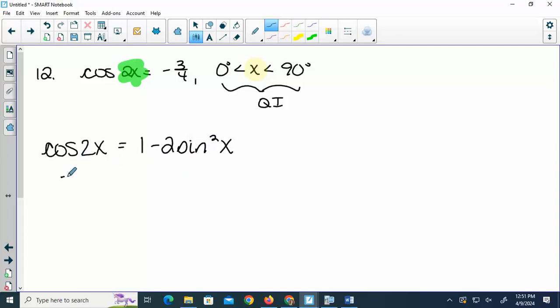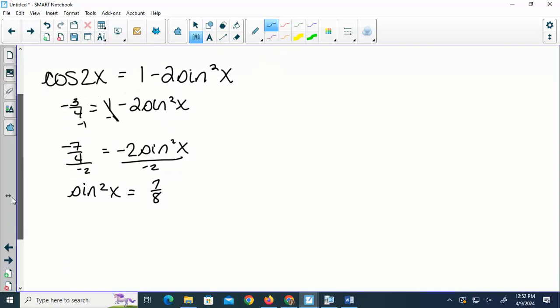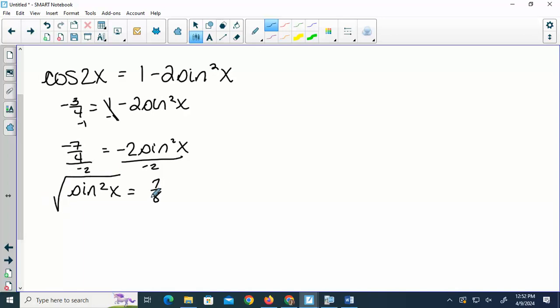Okay, so my cosine 2x is negative 3/4. So if we subtract our 1, that would give us a negative 7/4. Divide by negative 2. So sine squared x equals 7/8. How do we get rid of a square? Square root. With that you would do plus or minus, but I know x is in what quadrant?